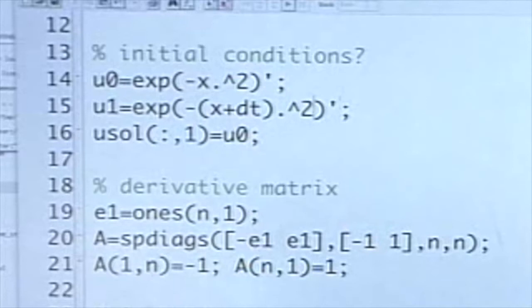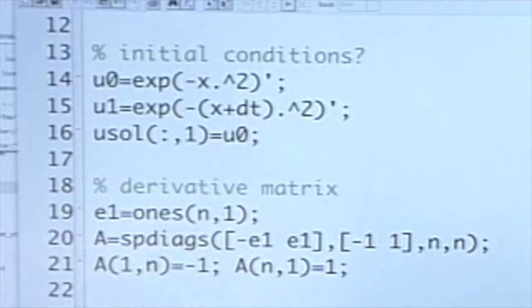So the exact solution for this is just the wave. Whatever your initial condition is, f of x, the exact solution is f of x plus t. So if I go delta t into the future, that's all I've got to do. Okay? So I'm only going delta t into the future.